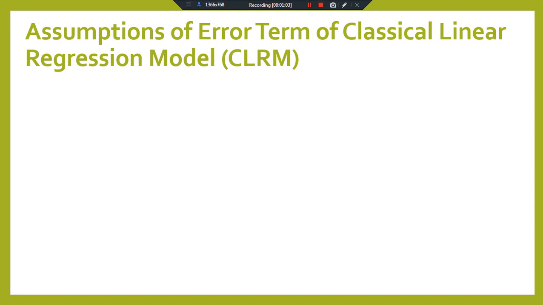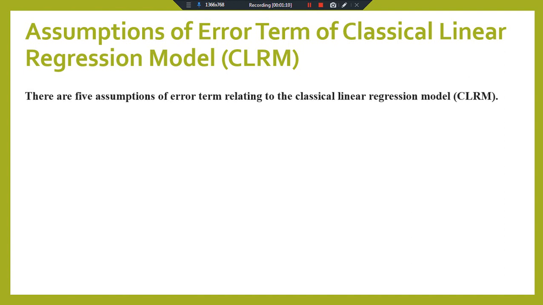There are five assumptions of the error term of classical linear regression. We know that the expected value of the error must be equal to 0. So this reveals that when you find the errors and sum them, the sum must be equal to 0, and if this is not equal to 0, then we cannot apply OLS on our data.